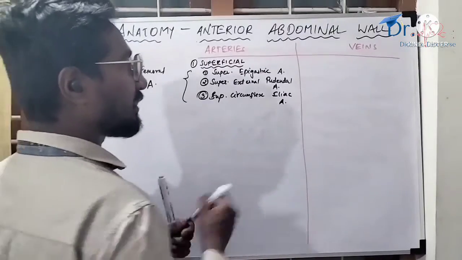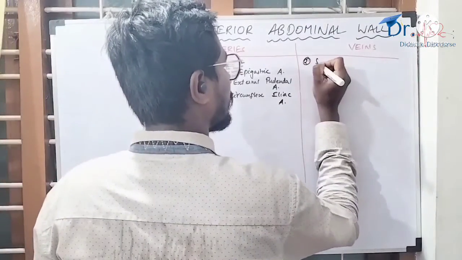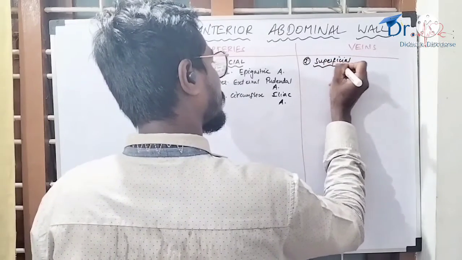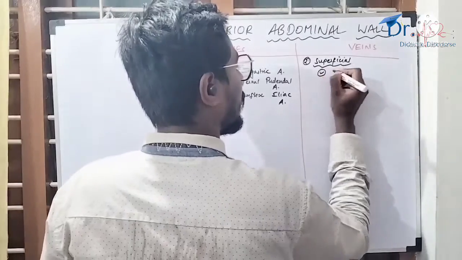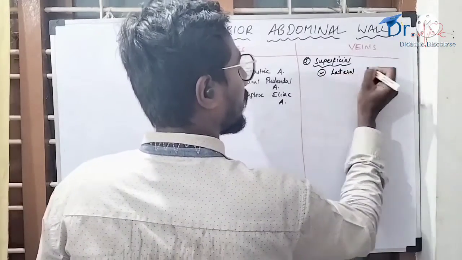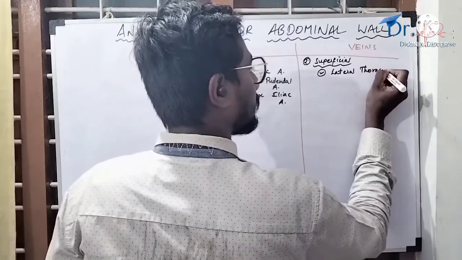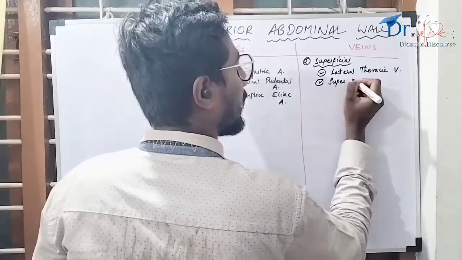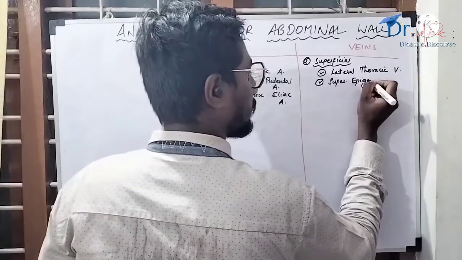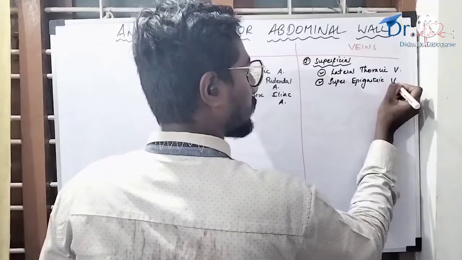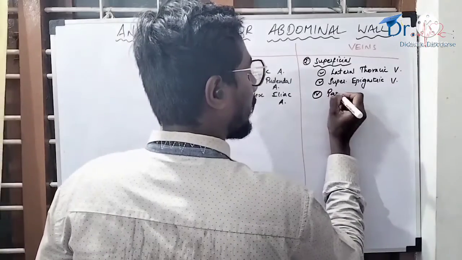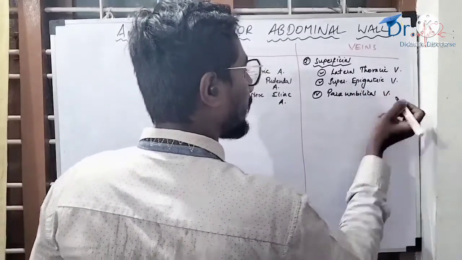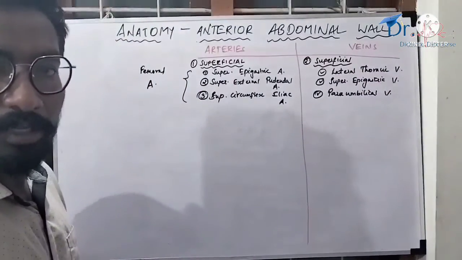So coming to the superficial veins, you have the lateral thoracic vein, you have the superficial epigastric vein, and you have the para-umbilical veins draining the blood from the anterior abdominal wall.